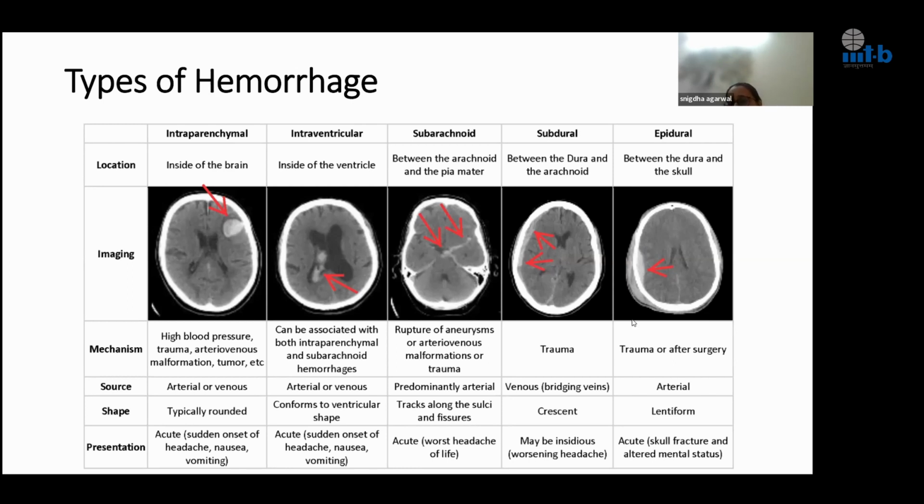The reason for epidural hemorrhage, a major reason, is trauma, because a skull fracture will happen in cases of accidents. But epidural hemorrhage is seen very rarely in real-world data. So very little data is present for epidural hemorrhages.